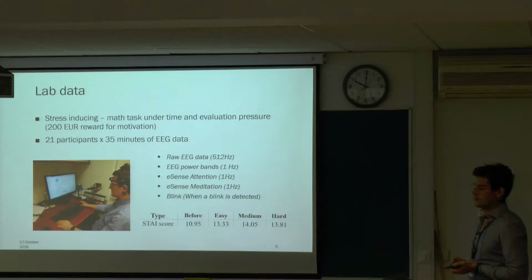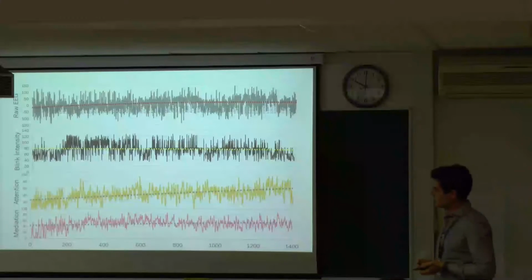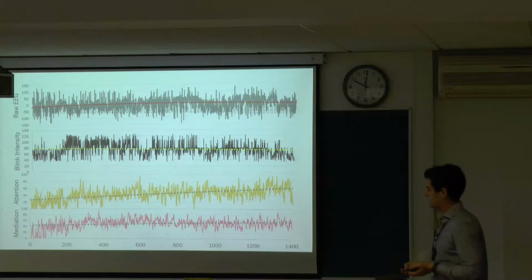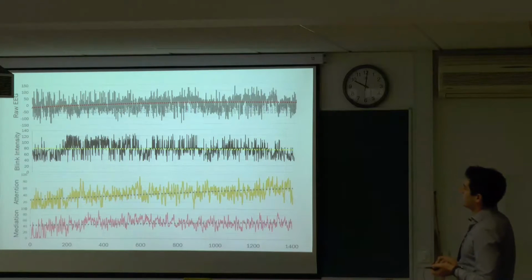Now I will present some of the raw data that the device outputs. So the first graph is the raw EEG data. Then we have the data from the soft sensors, or the blinks per subject. Here is one session, which is around 1400 seconds, around 30 to 40 minutes.